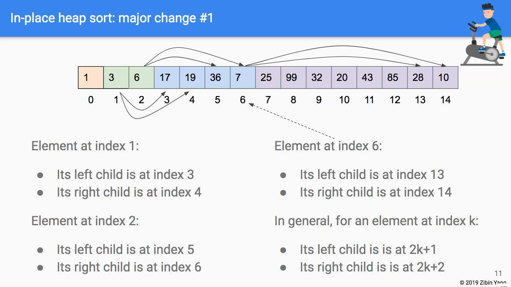Okay, and the answer is, hopefully you see this, for 6, the two children are 13 and 14. So in general, for an element at index k, the left child is at 2k plus 1 and the right child is at 2k plus 2.